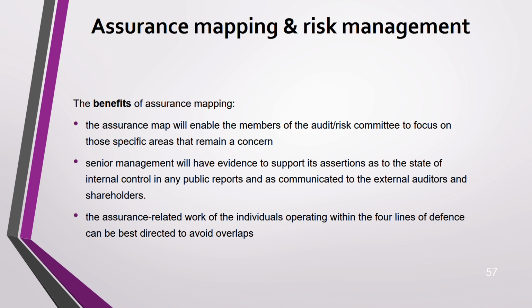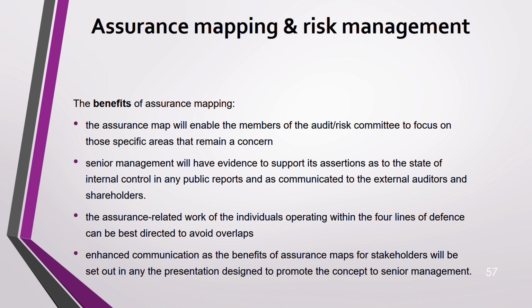And the assurance related work of the individuals operating within the four lines of defense can be best directed to avoid overlaps. See, every individual is giving assurance, not just one, in different four levels. So because of this, there is no overlap. One person is giving the first line, the second gives the second, third is third, fourth is fourth. So four times assurance has been given in four different levels. It makes it more assured, rather than only one person giving assurance.